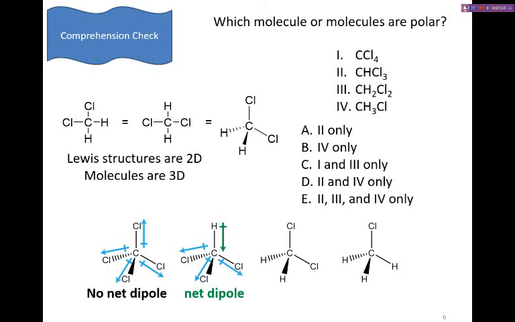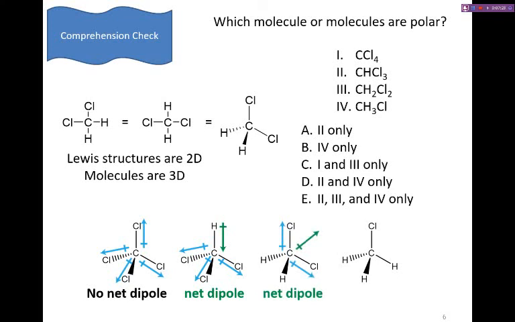Remember that when we're looking at Lewis structures, those are 2-dimensional. But when we look at the 3-dimensional structures of our molecules, we can see that we would never be able to have the chlorines cancel each other out. They would have to be approximately 109.5 degrees away from each other, which means that there's going to be a net dipole pointing off in one direction.